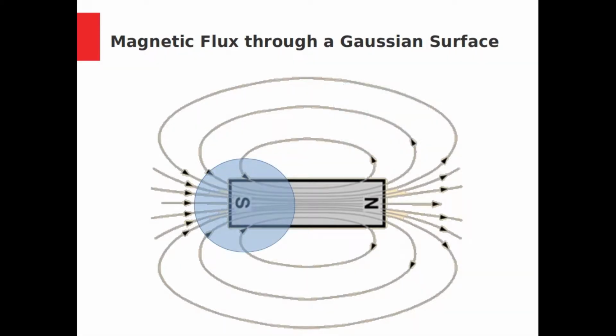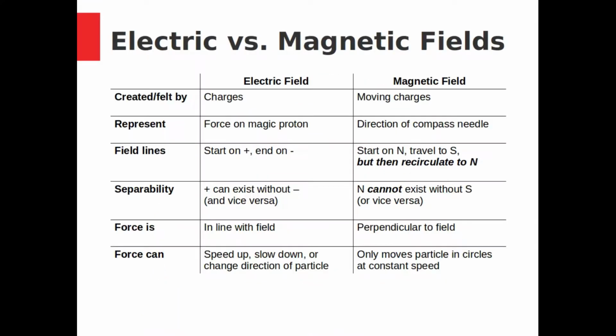In fact, no matter where you place the Gaussian surface or how big you make it, the field lines in will always equal the field lines out. No exceptions. That's because magnetic fields are starkly different from electric fields. In electric fields, the field lines start on positive charges and end on negative charges. But in magnetic fields, they form continuous loops. So every field line that enters the Gaussian surface must leave it eventually.